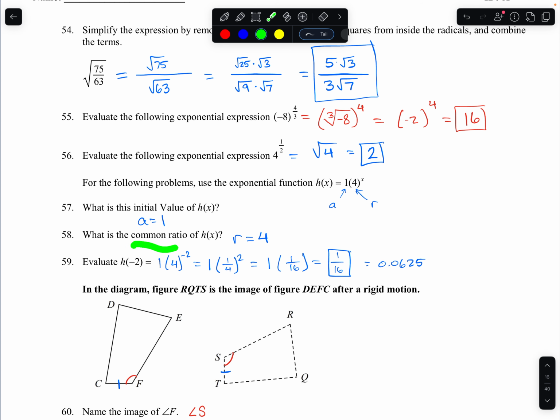Sometimes it's called the common ratio. It's the thing you're multiplying by to get from one term to the next. So as long as you remember, exponential functions are a times r to the x. Well, what's a? It's 1. What's r? It's 4.